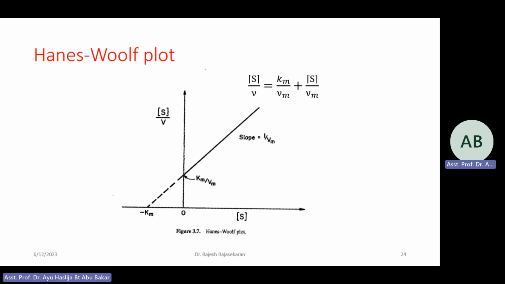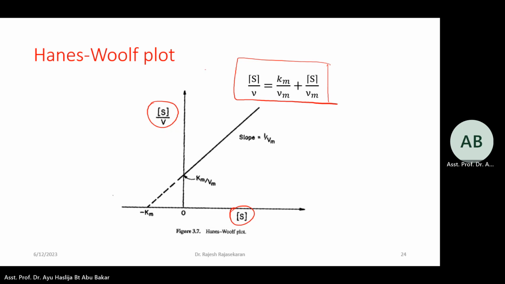Now, next we move to the Hanes-Woolf plot. This is the equation where you will need to plot S over V versus S. Note the difference. Hanes-Woolf is S over V versus S. The Lineweaver plot just now is 1 over V versus 1 over S. Similar to the Lineweaver plot, you will need to find out the slope and the intercept.